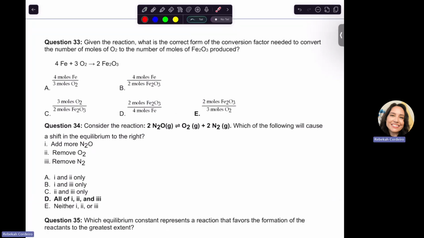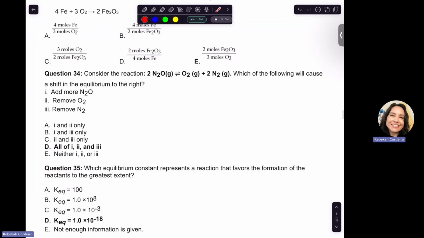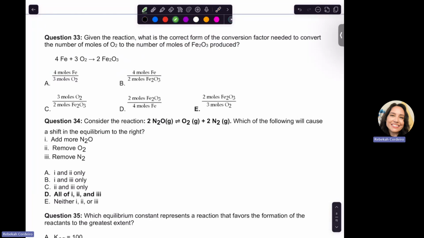What's the correct form of the conversion factor needed to convert number of moles of oxygen to number of moles of iron? So oxygen is 3, and iron 3 oxide is 2. We're looking for these two to be on top of each other. This one is iron, and not iron 3 oxide, and it's asking us for the iron 3 oxide. So this one is 2 to 3. Here's our answer.